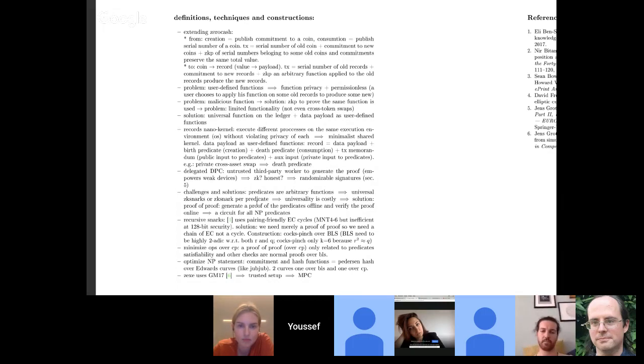So this is some sort of an OS, an execution environment, an operating system, where we can process different transactions, different records, without violating the privacy of each.